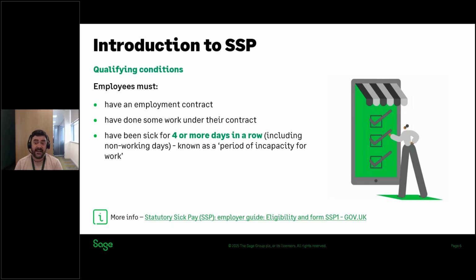To get SSP, they do need to be off sick for 4 or more days in a row, and that can include non-working days. This is known as a period of incapacity for work, or PIW for short.